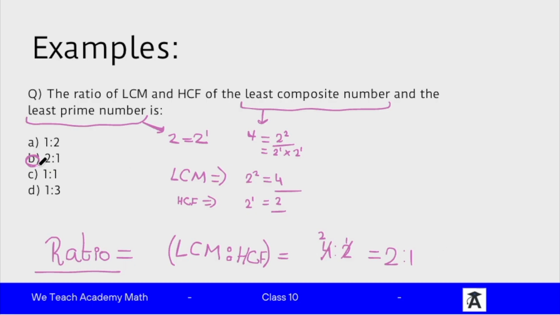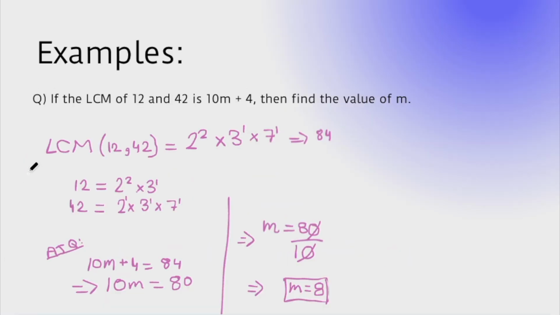If the LCM of 12 and 42 is 10m plus 4, we find the value of m. What we have to do here is find the LCM basically. So first we prime factorize both the numbers, which you can see that I've already done, and then we find the LCM. After getting the LCM as 84, look at the question and write that according to the question, 10m plus 4 will be equal to the LCM, which is 84. So 10m would be 80, which would mean that m is equal to 80 by 10, which can be cancelled to get m is equal to 8.